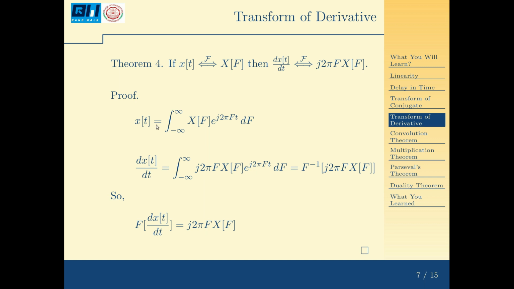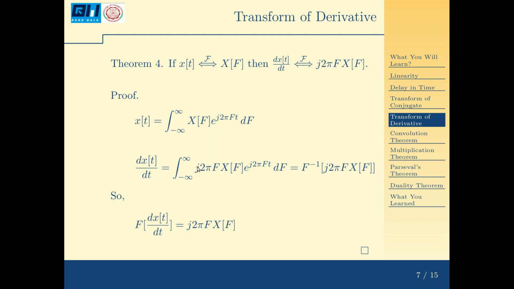We know that by inverse transform, x(t) is the integral from minus infinity to infinity of X(f) e raised to plus j 2 pi ft df. This integral is in f, so the resulting function is in t. Now take the derivative, dx(t)/dt. X(f) is not a function of time, so it is the integral from minus infinity to infinity of X(f), and e raised to j 2 pi ft is differentiated, so it becomes j 2 pi f e raised to j 2 pi ft df.